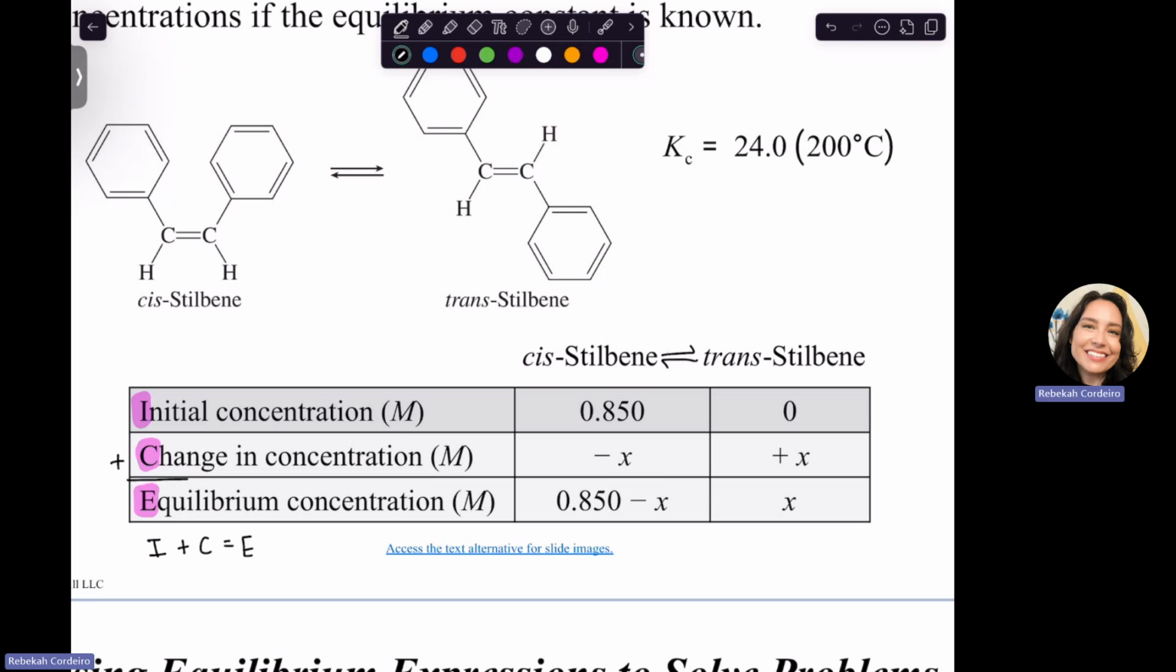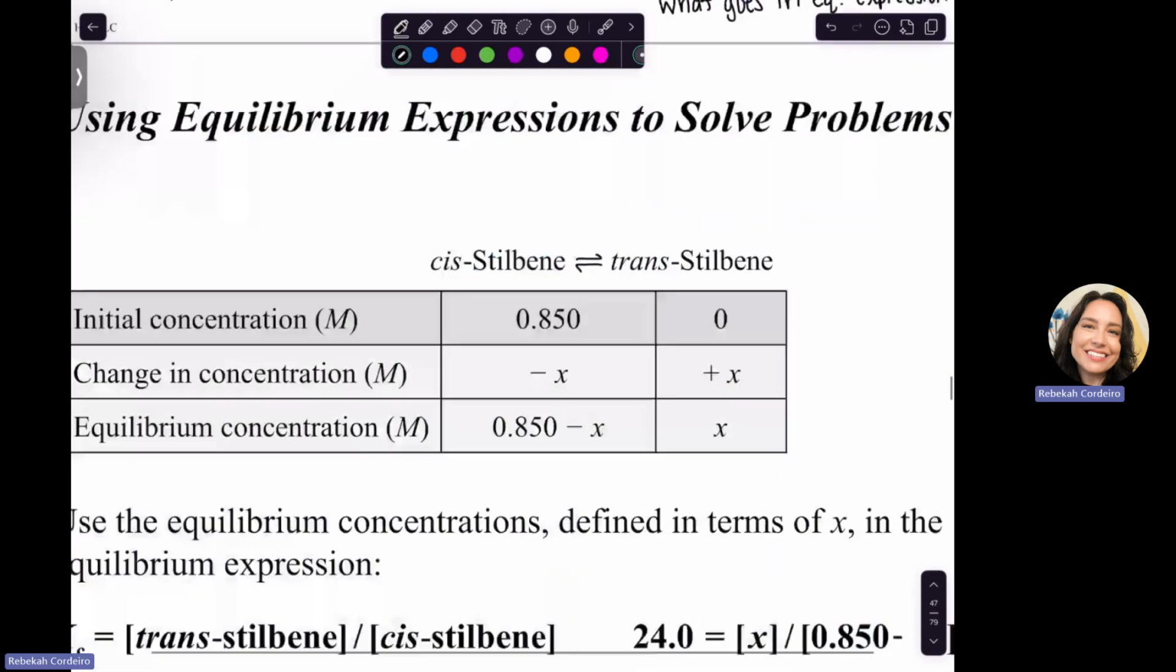So you can think about it as being like an old school addition problem, where I can take the I row plus the C row to equal the E row. And the E row, this is what goes in the equilibrium expression. So you can imagine what we can do now if we have our equilibrium constant, and we can figure out what the equilibrium expression is, and then we can plug in some values and try to solve for X to see what our equilibrium concentrations will be.